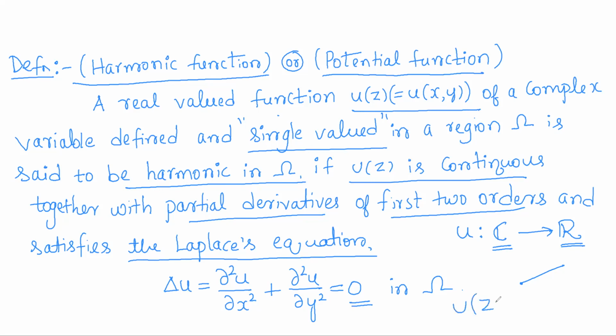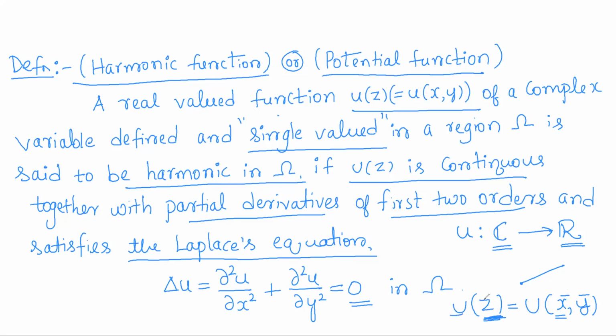As I said, any harmonic function is a real valued function of a complex variable, so it is defined for complex numbers. And you know that any complex number has two parts, the real part and the imaginary part. So as the real part varies, z varies, and as the imaginary part varies, z also varies. Any complex variable involves two independent variables, x and y, which are the real and imaginary parts.